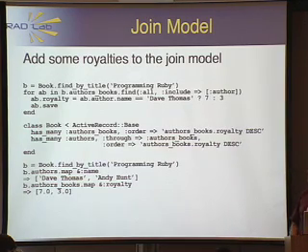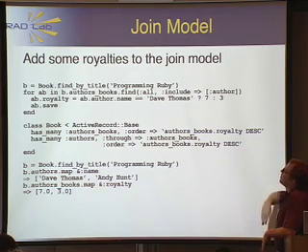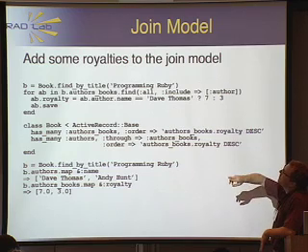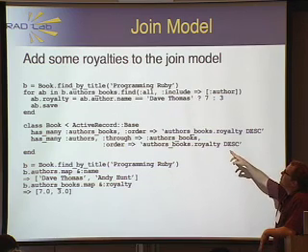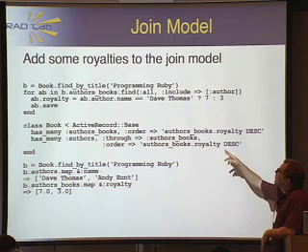Now I want to add some royalties. So now we have this royalty column in the new table. What I want to do is find this book Programming Ruby, and find all the authors in the book. So basically I can say the book, authors, books, dot find. Maybe I should have called that something like royalties, but whatever.